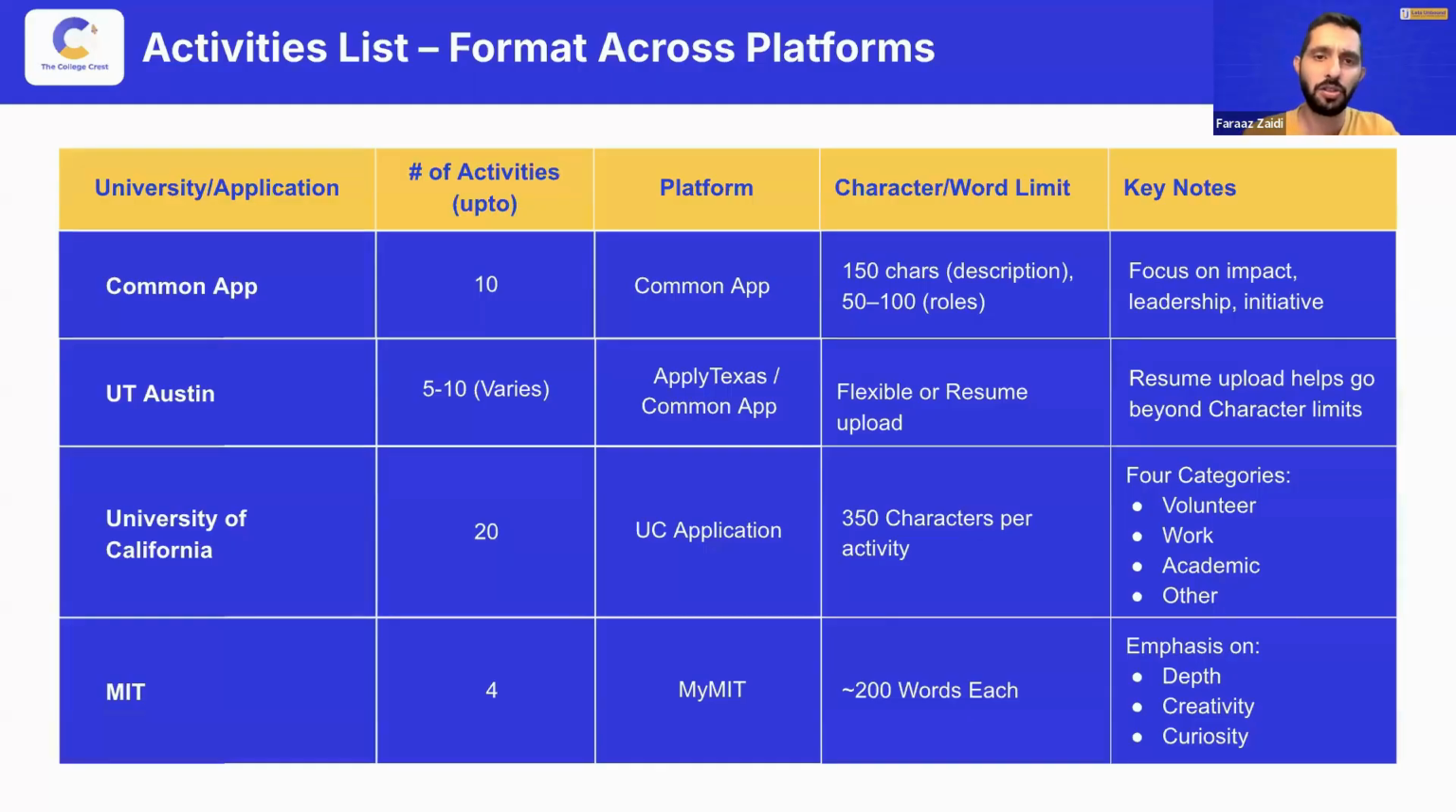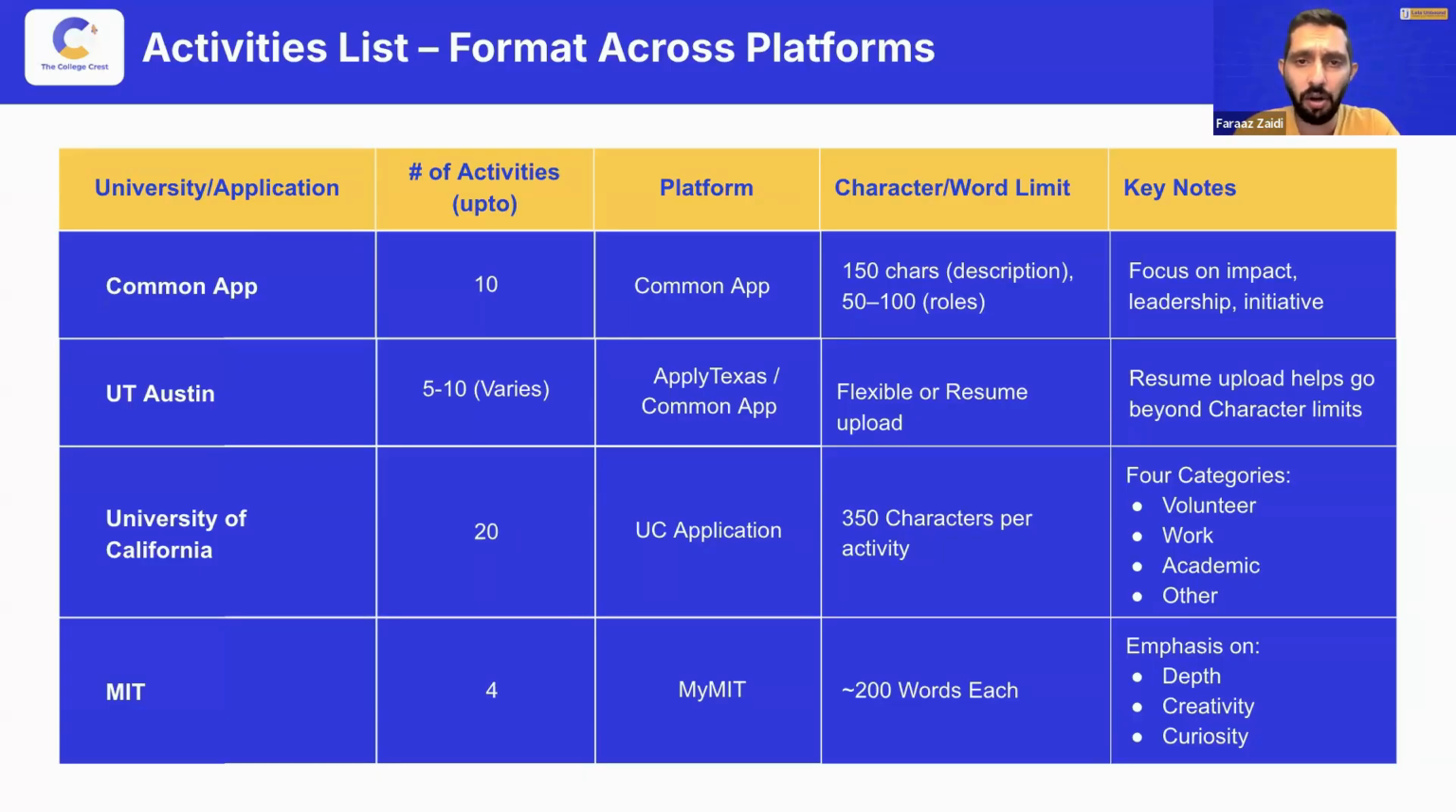So yes, common application, you are required to submit 10 activities, where the platform itself is Common App. The limit is typically 150 characters per description. So it's a very short field to really describe your overall activity, and you have another 50 to 100 characters to define the role that you were taking. The most important thing I'd say at this stage is, keep it tight, write concisely, focus on what you did, how you did it, and what impact it had around you when you're filling up those 150 characters.